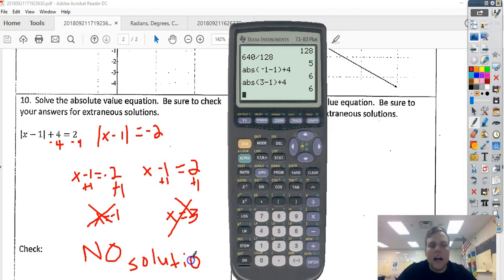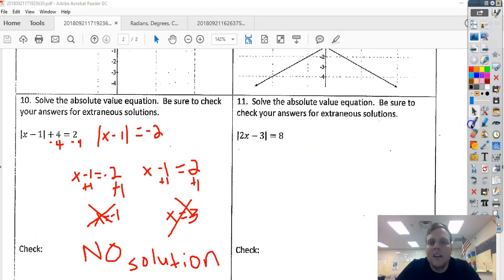I suggest you guys go on to number 11, try to do that one on your own, pause the video, and then pull this video back up. Hopefully you're just unpausing this video, and you're like, Mr. Miller, I got this problem, I know exactly what happened. I'm ready to rock and roll through it. So, solve the absolute value equation, be sure to check your answers for extraneous solutions. It tells us the absolute value of 2x minus 3 is equal to 8. Look, the absolute value is already by itself, so I can automatically start setting up my two equations.